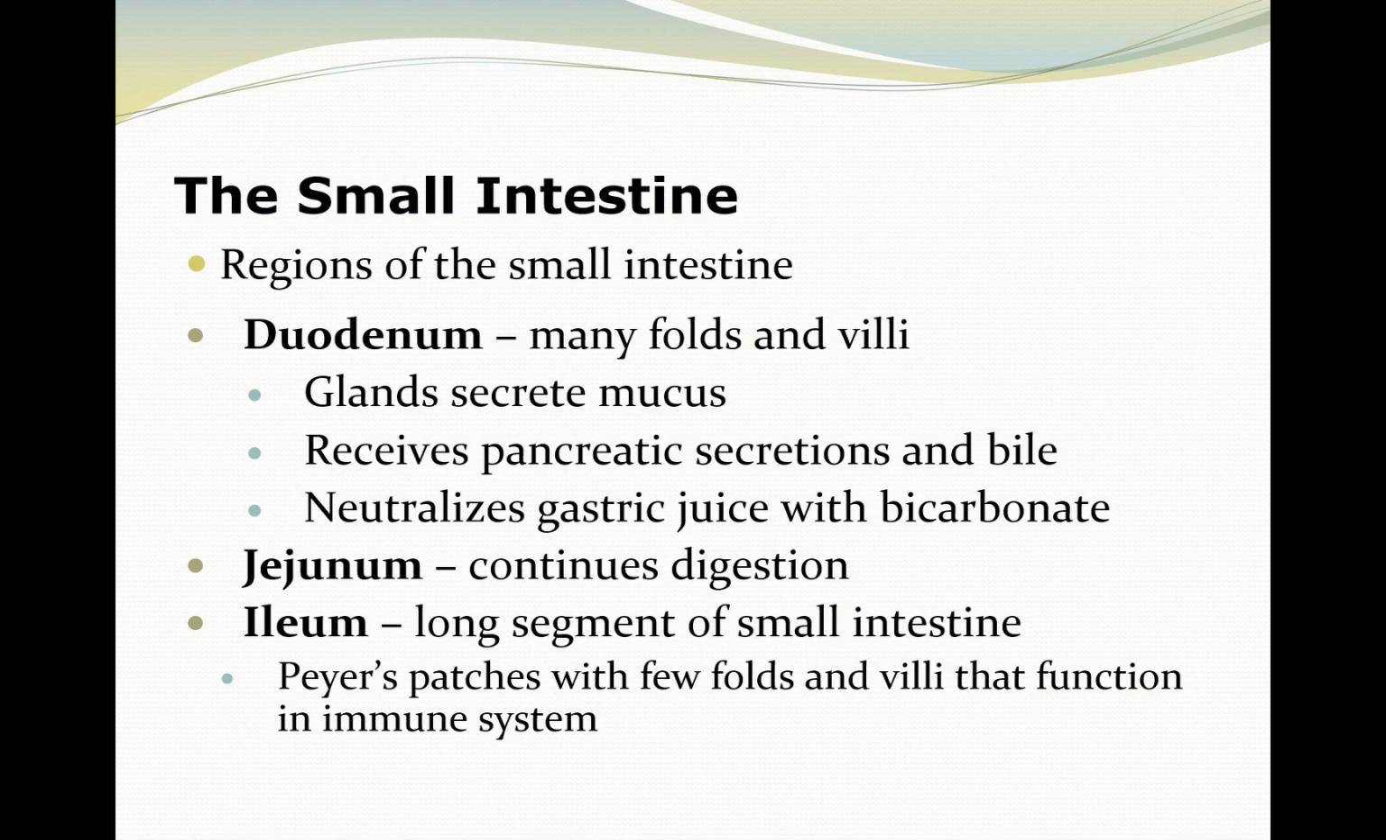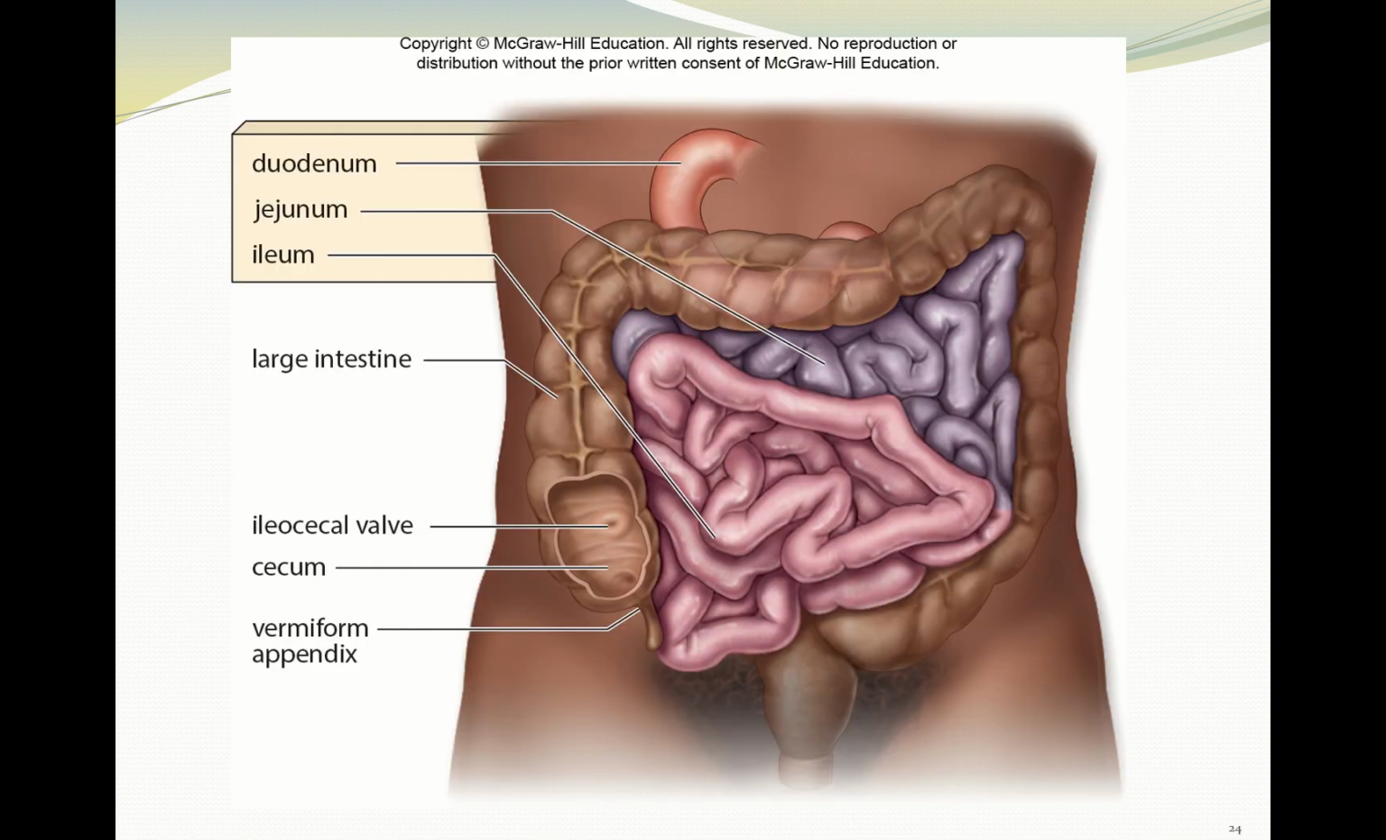The jejunum is going to continue the digestion. The ileum is the long segment of the small intestine, and it has Peyer's patches with few folds and villi that function in the immune system. So here we see the duodenum, the first segment that leads to the jejunum, followed by the long segment, which is the ileum.